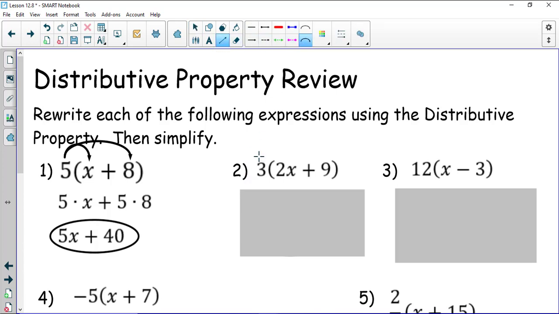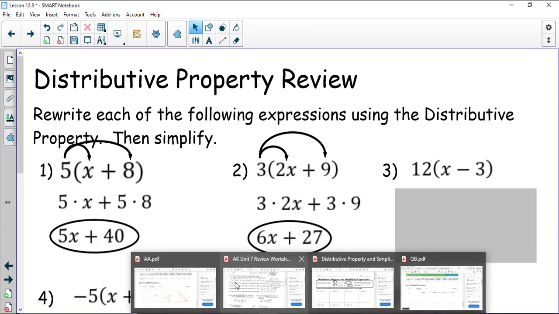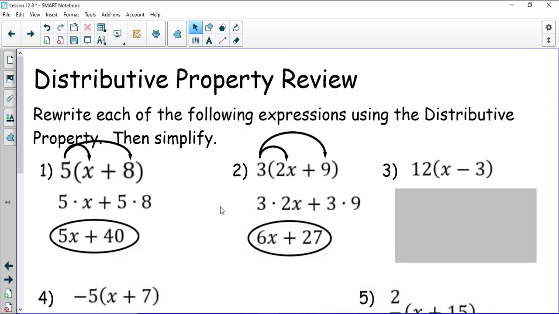So I'm going to take 3 times 2x and 3 times 9. So you're going to see right away I've got 3 times 2x plus 3 times 9. And I do want to reiterate that that plus sign comes from inside the parentheses. 3 times 2x is going to get us 6x, and 3 times 9 is going to get us 27. So our final solution is 6x plus 27.